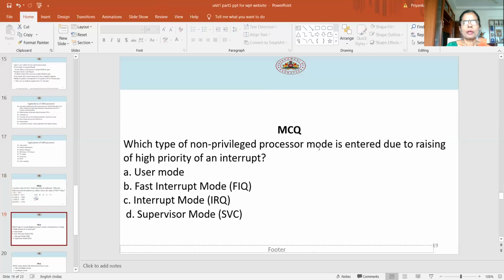Which type of non-privileged processor mode is entered due to the raising of a high priority interrupt? The peripheral devices can interrupt the processor on the IRQ line and the FIQ line. FIQ is fast interrupt request, and it is taken for higher priority interrupts. They have asked about a high priority interrupt, so the answer must be FIQ. User mode is not an interrupt request mode, and supervisor mode, no. So we can give the answer as fast interrupt request mode.